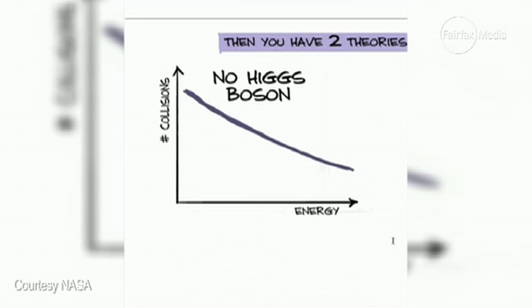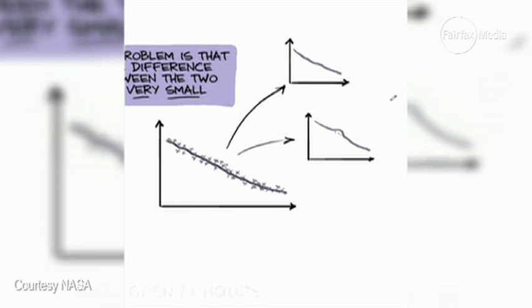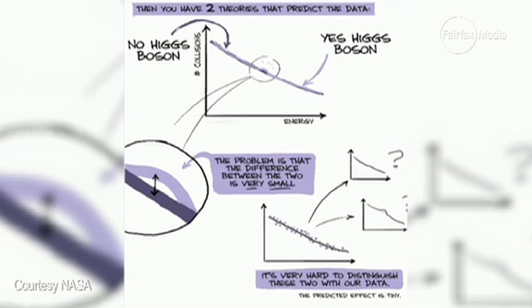And then you have two theories that predict the data. One says there's no Higgs boson, so the data should fall along this line. The other predicts that plus a Higgs boson. And the problem is the difference between these two theories is very small. So it's very hard to distinguish them with our data because the predicted effect is tiny. If the predicted effect were huge, it'd be very easy to tell the difference between with Higgs boson or without. But the predicted effect is tiny, and so it's really hard to see.